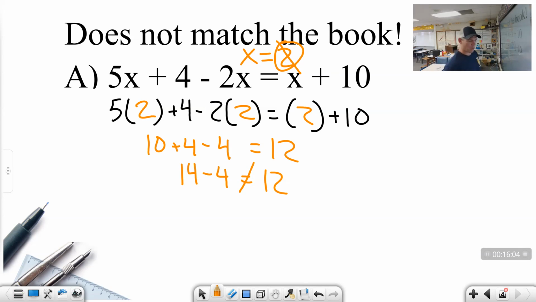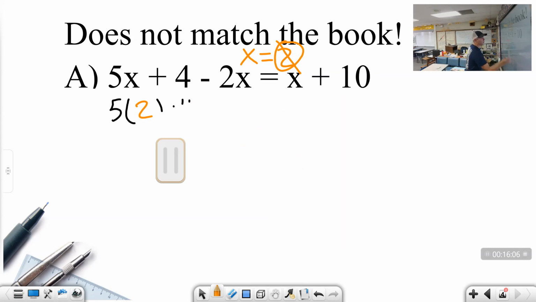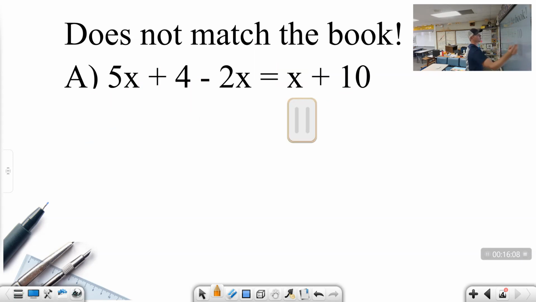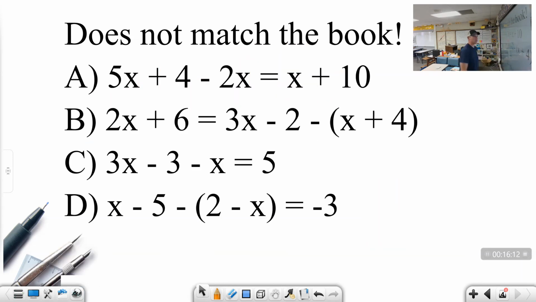So these are the steps that I want you to go through today. I want you to go through your legal moves, and I want you to solve these 4 problems. Tell me the value of x. If you encounter a problem where this number does not equal this number, that means false, no solution.